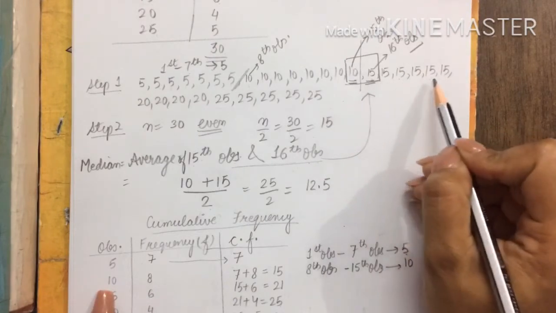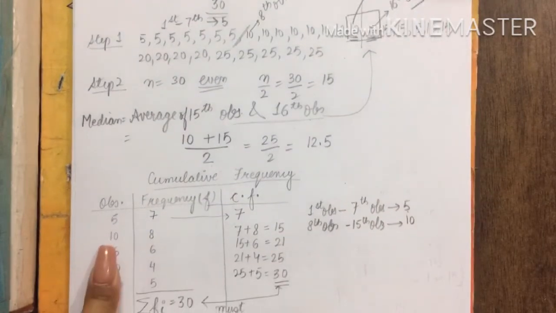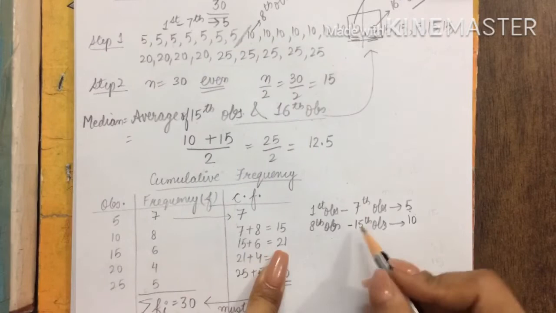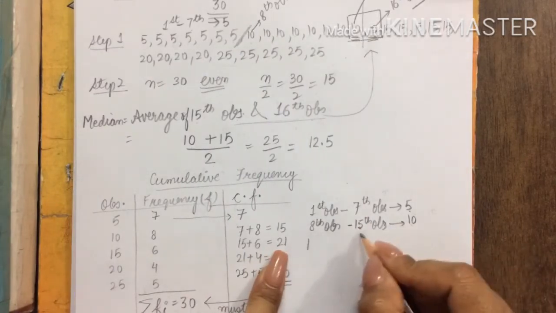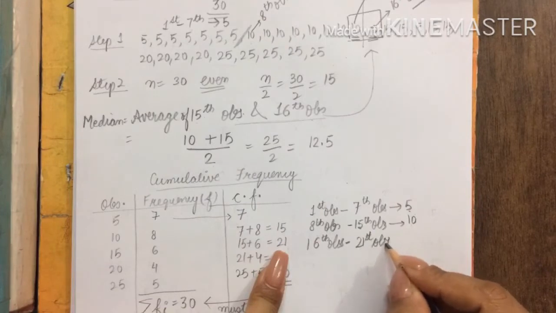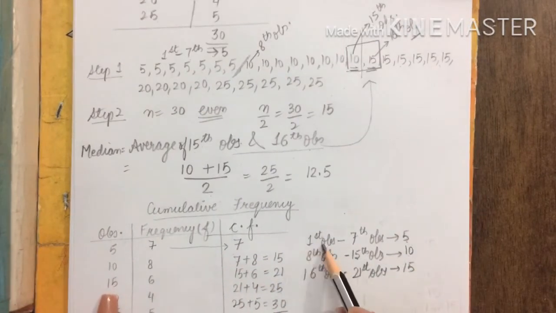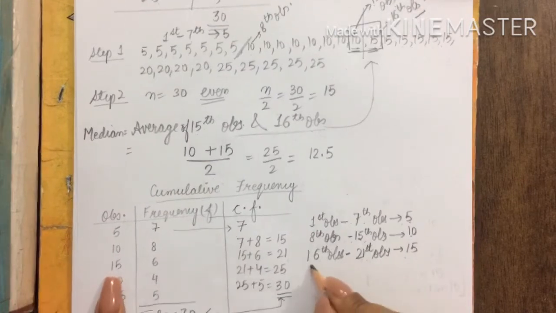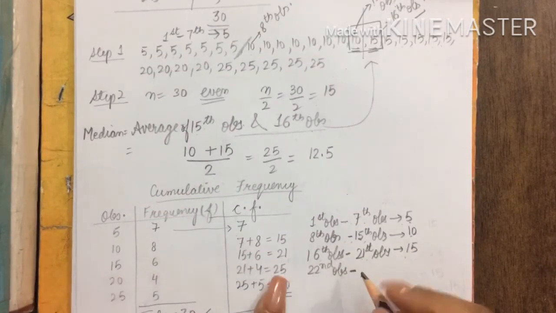While continuing with this list, 15 goes up to, you can just look at this cumulative frequency for 15, 21. So till 15 we have 10. Then next observation, which is the 16th observation, up to 21st observation, I have 15. So first, second, third, fourth, fifth, sixth, 7th places are occupied by 5. Then 8th place up to 15th place have been occupied by 10. 16th place onwards, up to 21st place have been occupied by the number 15. Then 22nd onwards, up to 25th observation, all the values are 20.